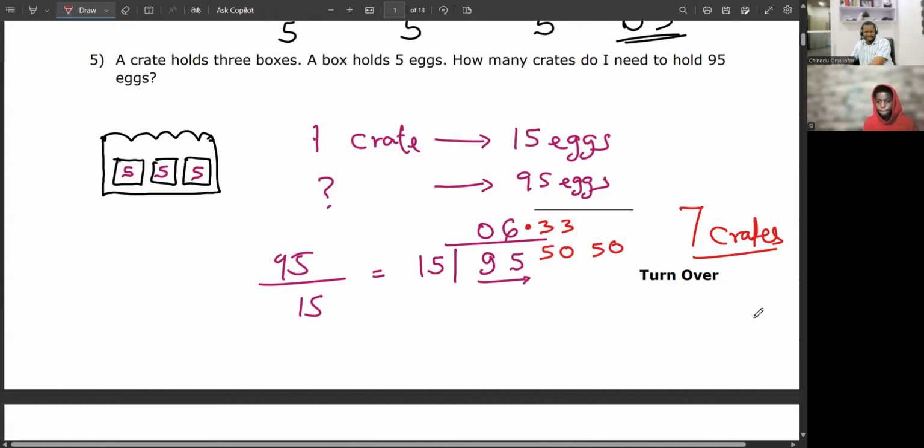Does it make sense to you? Yes, sir. If it doesn't make sense, I can repeat myself again. So it will fill up 6 full crates, but there will still be some remainders. That remainder will now fill up the next crate, which makes it a total of 7 crates. Does it make sense? Yes, sir. All right. Have you written that down? Yes, sir. Okay. Let's go to the next question.